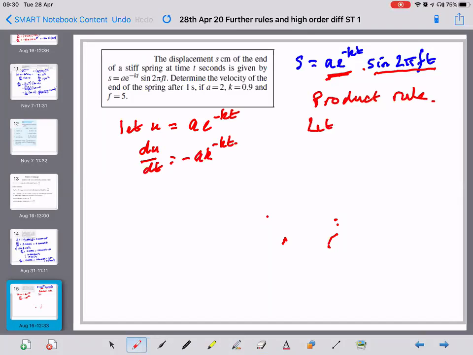Before I write this down, are you sure this is the right one? As sure as I'm going to be. V, we'll let V equal sine 2 pi ft. dv by dt equals 2 pi f, and that's a minus. No, that's a sine goes to positive cosine, doesn't it?